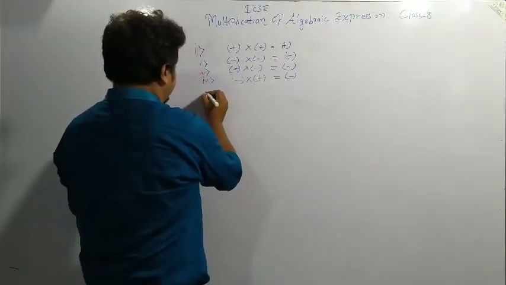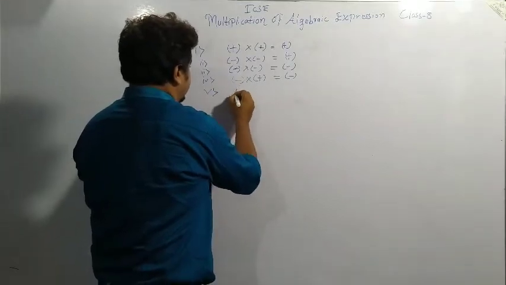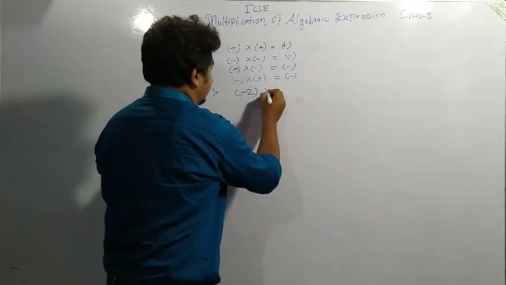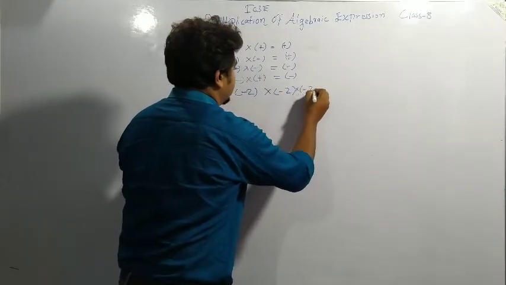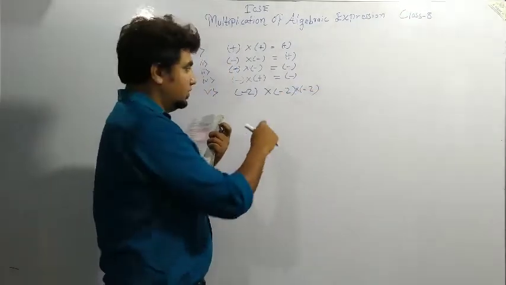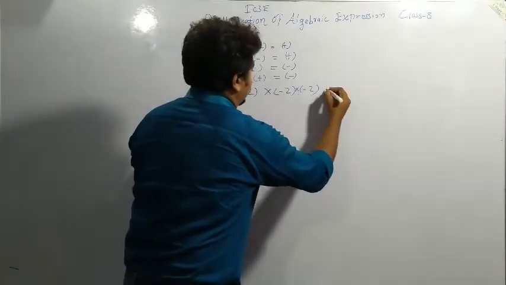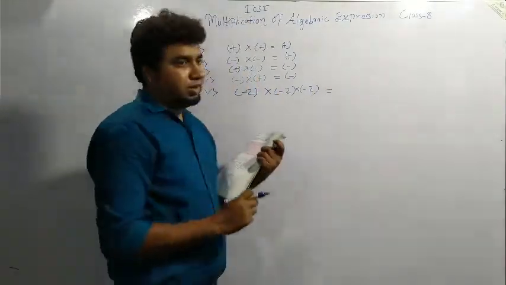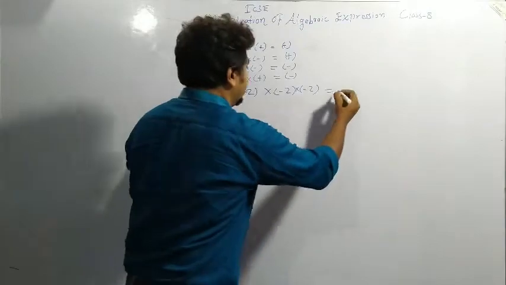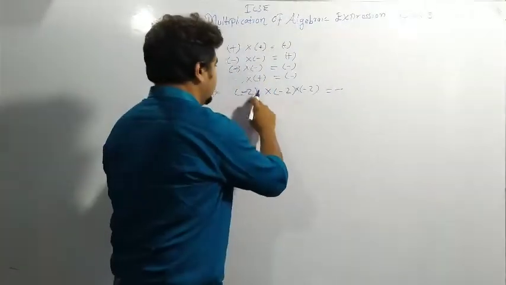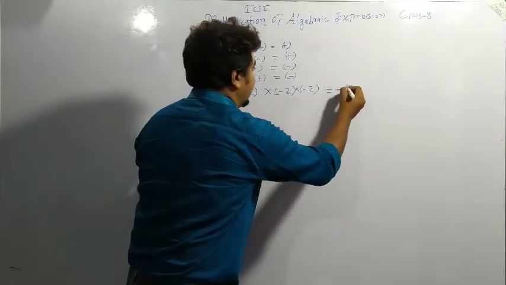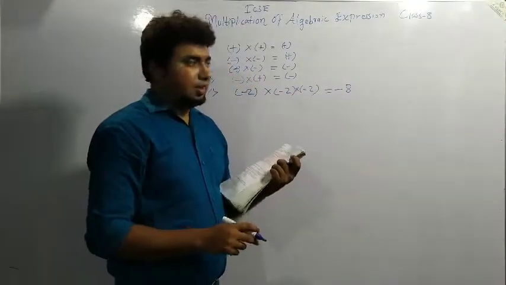So one more example, if I am giving minus 2 into minus 2 into minus 2. How many minus signs are you able to see? 1, 2, 3. So you directly put: if an odd number of minus signs are there, it will remain minus. Now you multiply the numbers. 2 into 2 is 4, 4 2s are 8. So this is the answer.